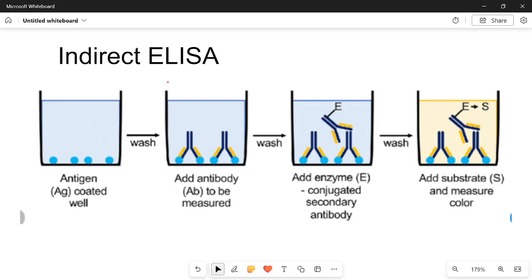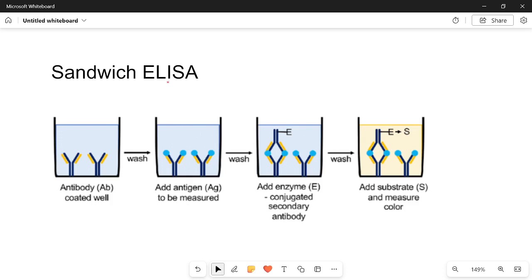The unbound secondary antibody is washed away. A specific substrate for the enzyme is then added. The enzyme hydrolyzes the substrate to form colored products. The amount of colored end product is measured by spectrophotometer plate readers that can measure the absorbance of all wells of a 96 well plate. Now talking about sandwich ELISA.